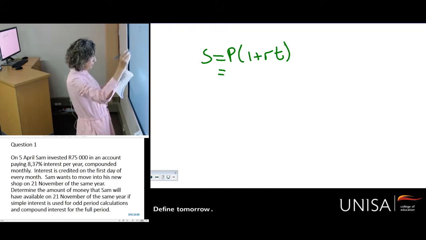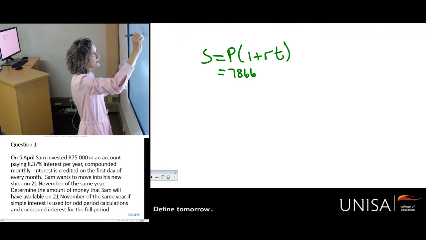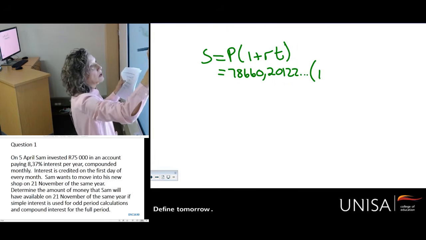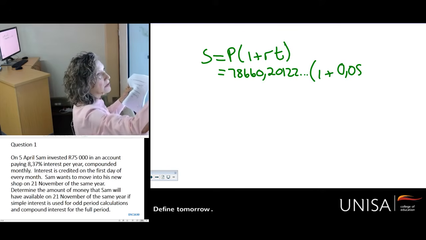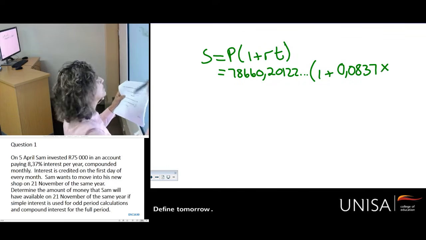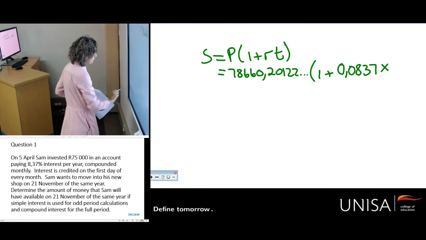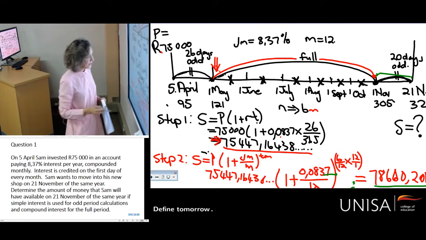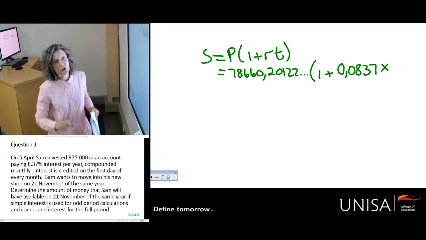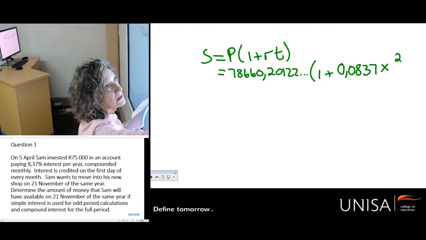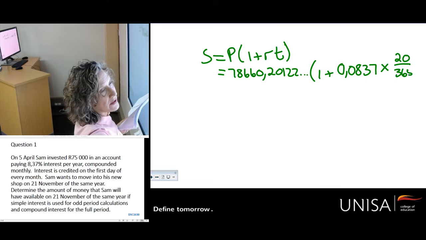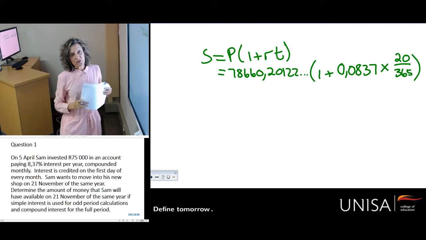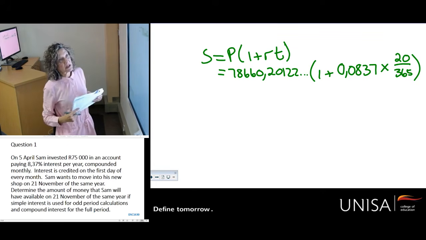What is the present value now? Is that 78660.20122, whatever. 1 plus your interest rate 0.0837 times your T. Now if you go back to T, what is our T here? It's 20 days. Can I just use 20 days? No, I have to change it to years. So it's 20 divided by 365. Why 365? Because there's 365 days in a year. You work with 365 unless I tell you to use another number.